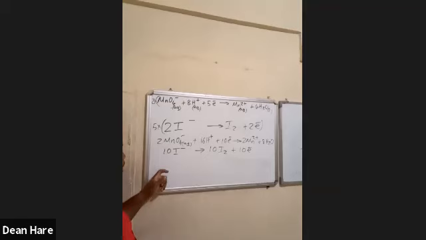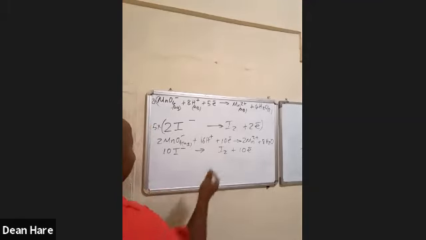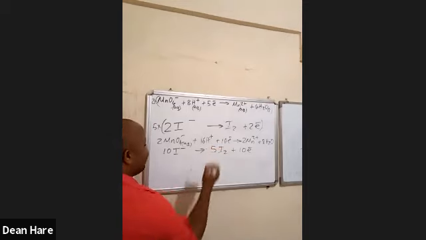Like the iodine, there's 10 I minus ions, so the iodine created should be 5. Yeah, 5 iodine molecules, right? Yes, hold on. Yes, sorry about that.